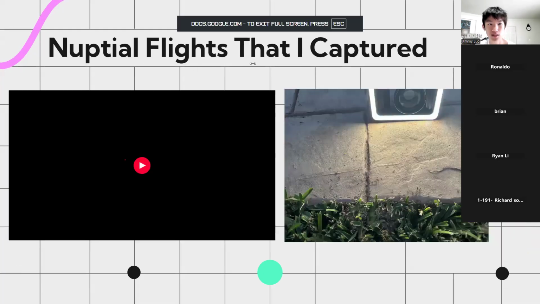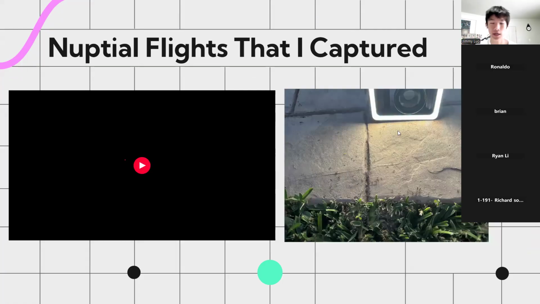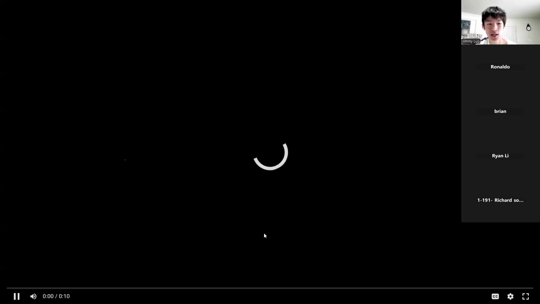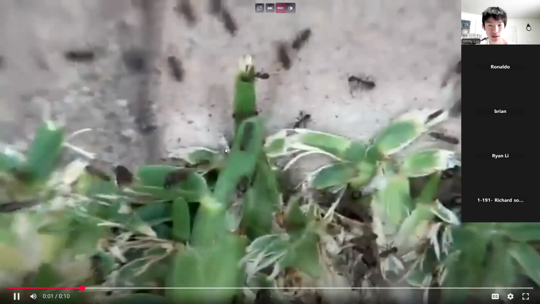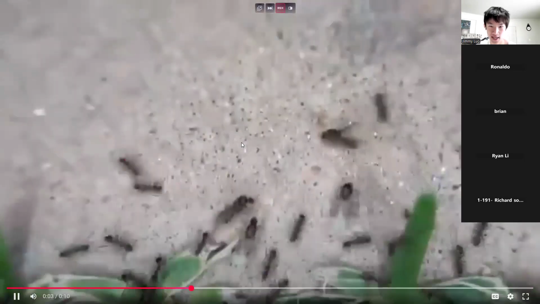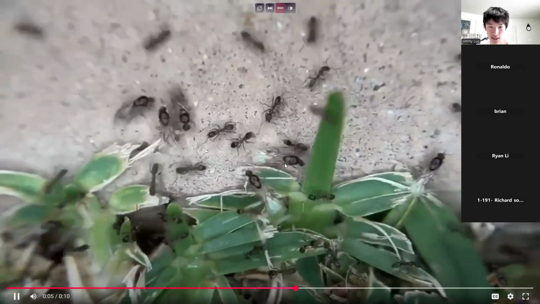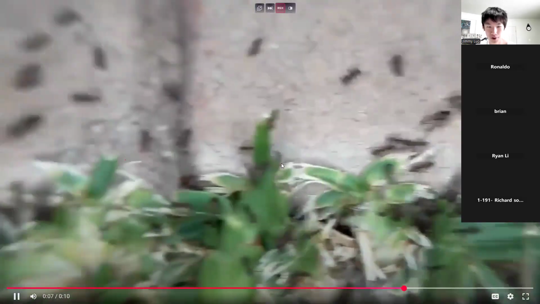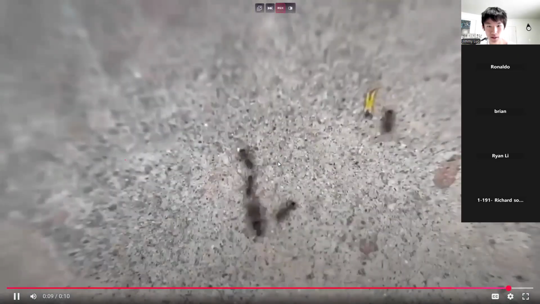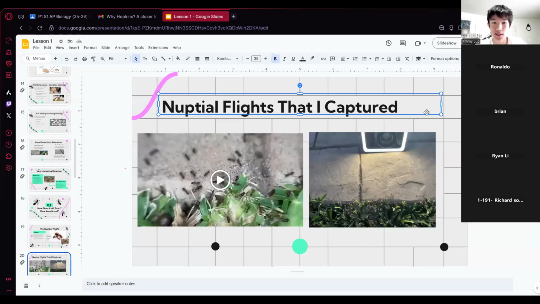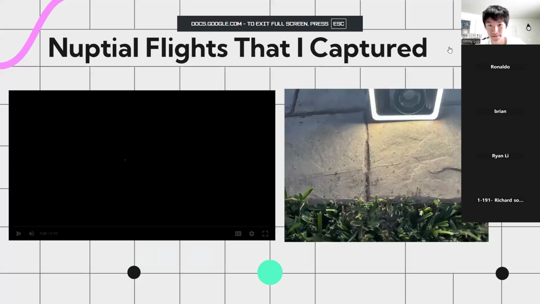Okay, so these are some nuptial flights that I captured. This was in my backyard about a year ago. We can see here these are all exclusively male ants, right? You can see them with wings, and some worker ants, right? It's pretty awesome. So yeah, that's nuptial flights. And really it's pretty awesome.